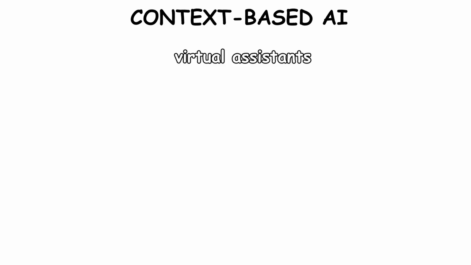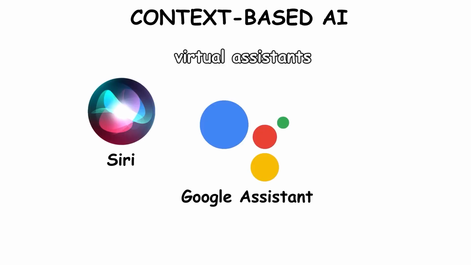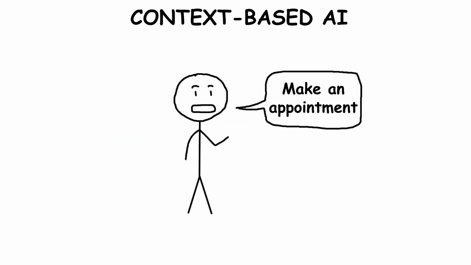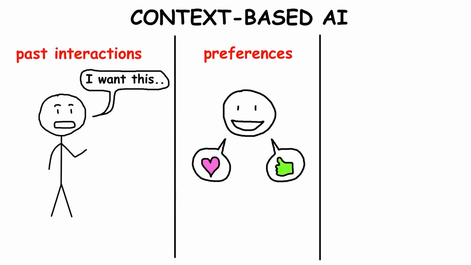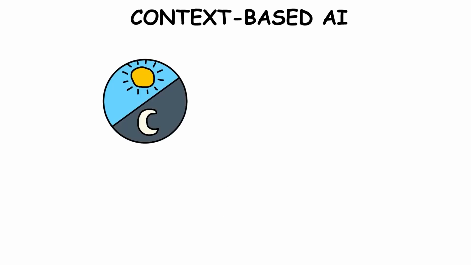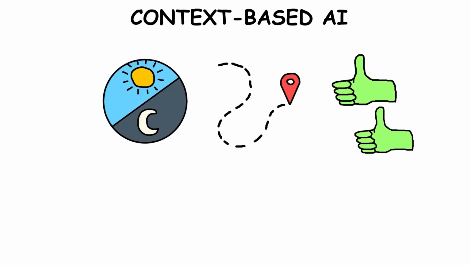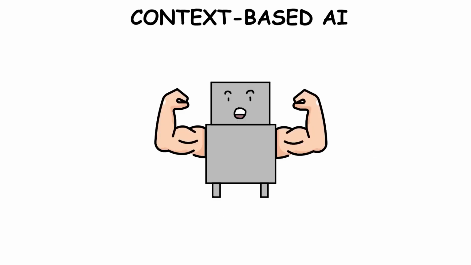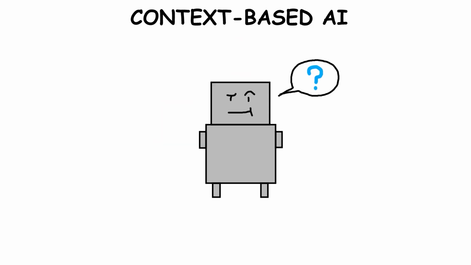For example, virtual assistants like Siri, Google Assistant, and Alexa don't just respond to simple commands. They consider past interactions, your preferences, and real-time info. So, if you ask Siri for a restaurant, it might look at the time of day, your location, and places you've liked before.